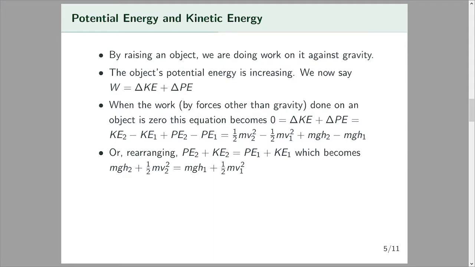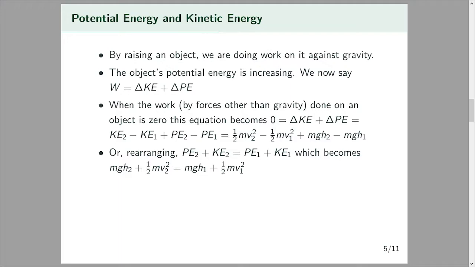There we go. So then we can write it as 1/2 mv2 squared minus 1/2 mv1 squared plus mgh2 minus mgh1 instead of this way. If we go back to this version, we can put the 2's on one side and the 1's on the other, just by rearranging. Again, all this is equal to 0. Or we can write it as mgh2 plus 1/2 mv2 squared is equal to mgh1 plus 1/2 mv1 squared.